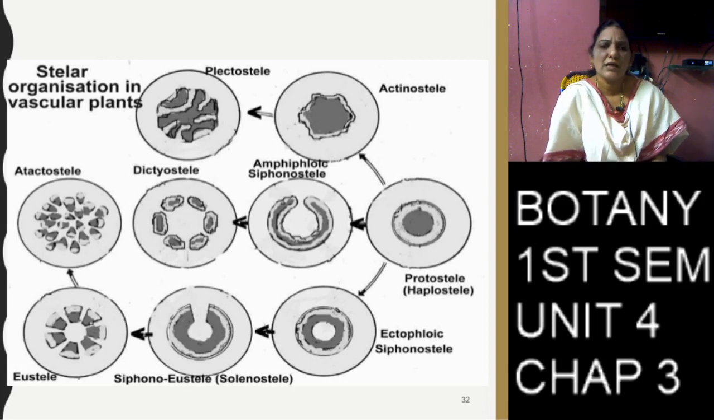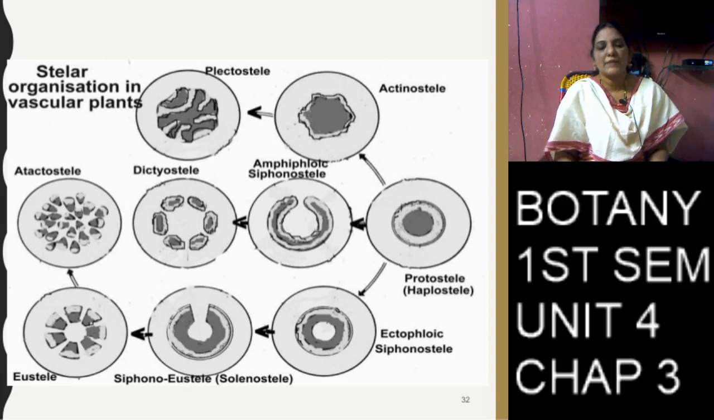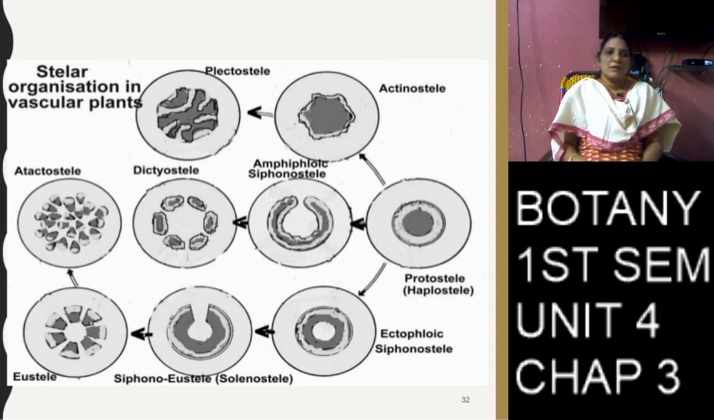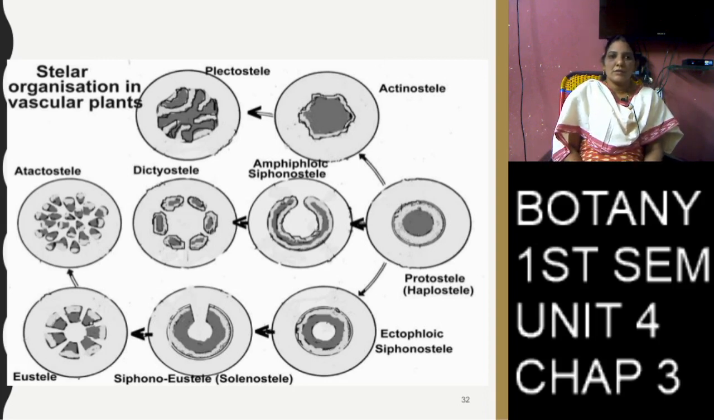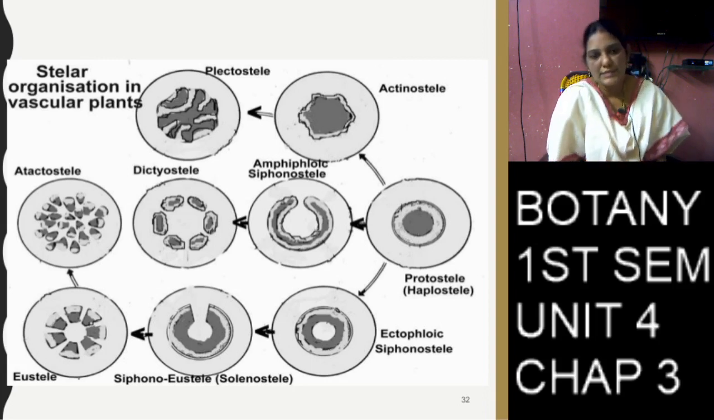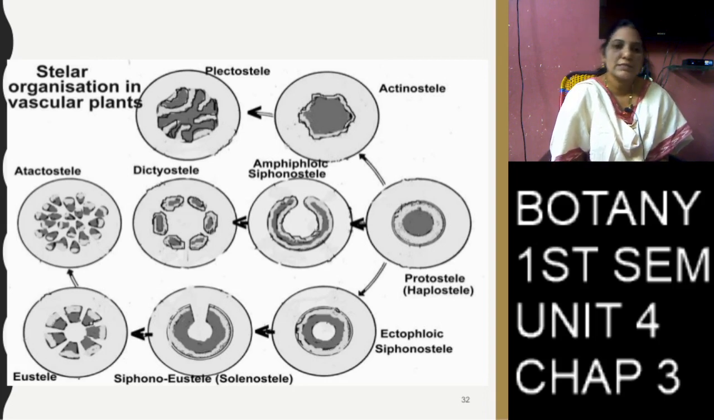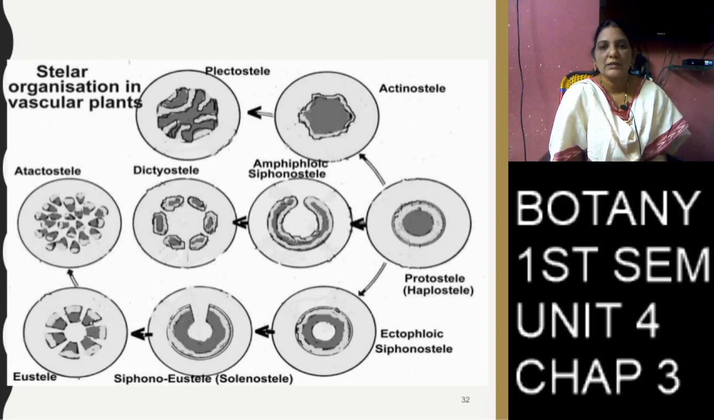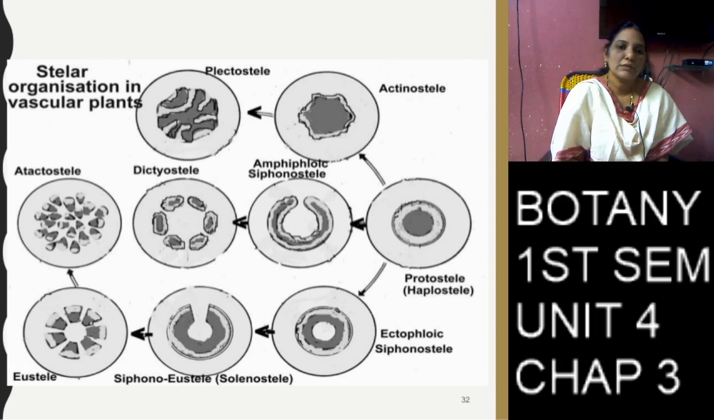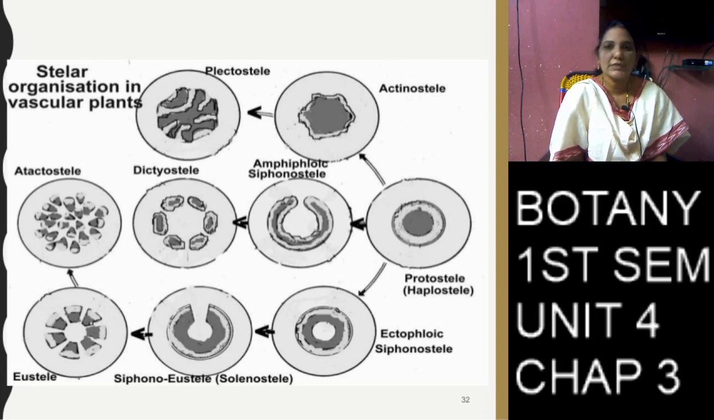Next one is eustele. Here the vascular bundles are present in only one ring-like structure. We can see only one ring-like structure, and that is called eustele.